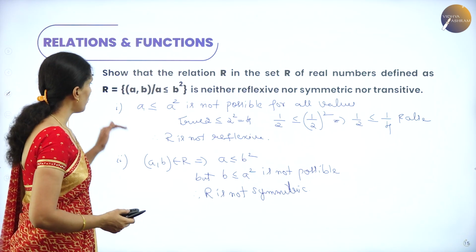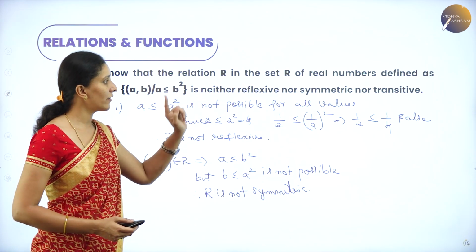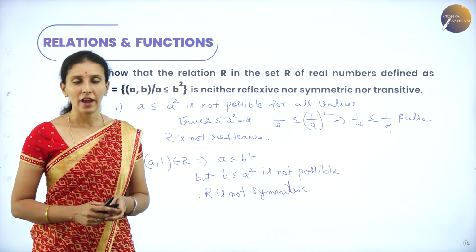Hence, the relation in the form of A less than or equal to B square is neither reflexive nor symmetric nor transitive. Hence, we have proved it. So, as in the case of many relations that we have shown, whether it is reflexive or not, transitive or not, symmetric or not, or whether it is an equivalence relation, we can take any number of relation sets to verify these properties. This is all about the types of relations.